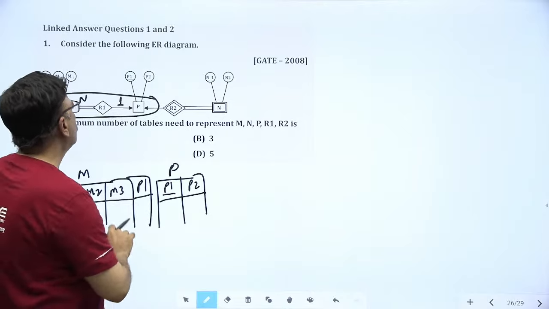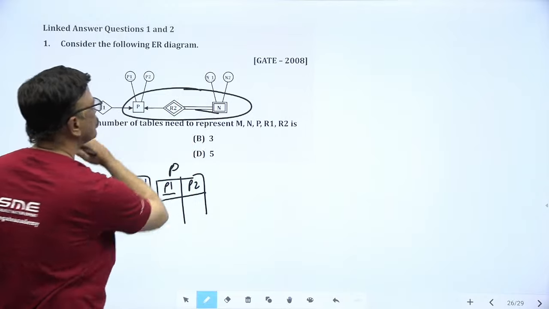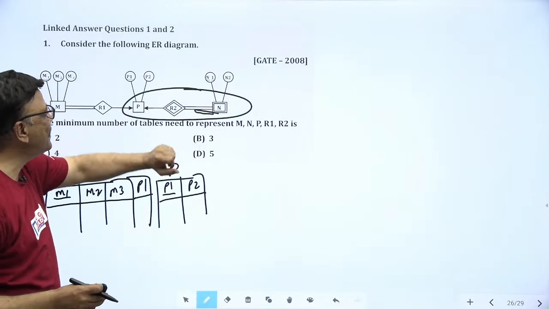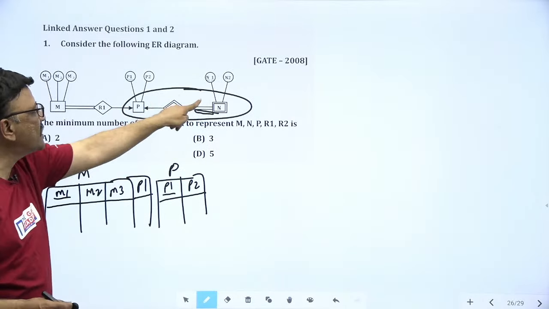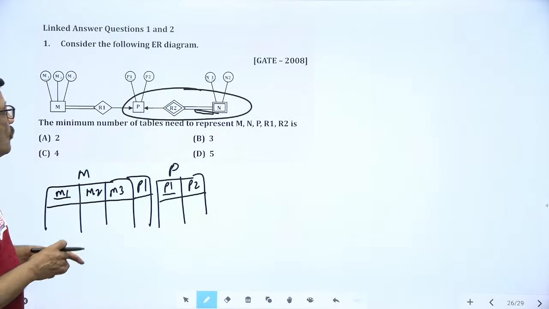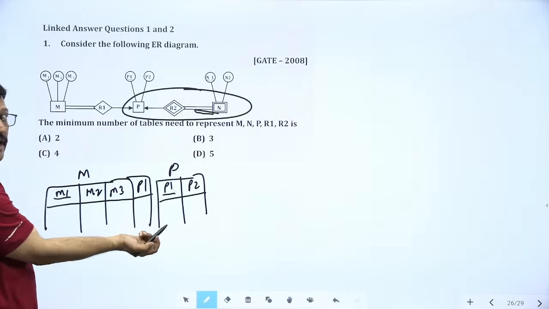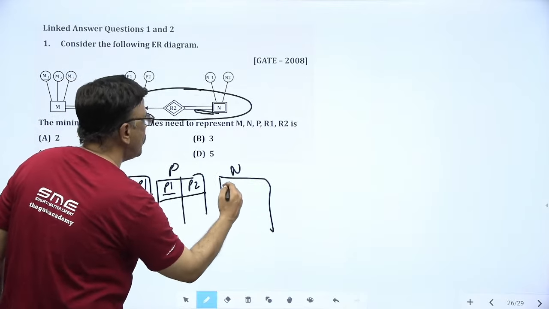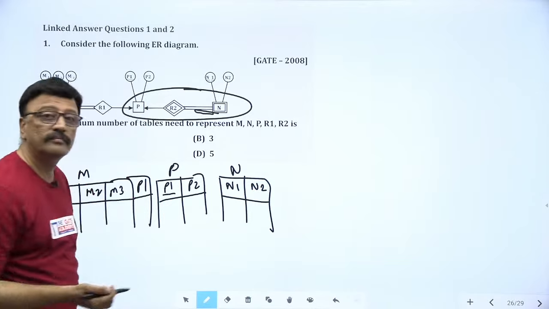Now let's talk about this portion. You can just check. This is strong to weak, and this is one side, that's many side. Now what did you understand in strong to weak? What you do is, obviously we have already made a table called P. We won't make it again, but we will make a table called N. And this table N will contain N1 and N2, 2 columns.